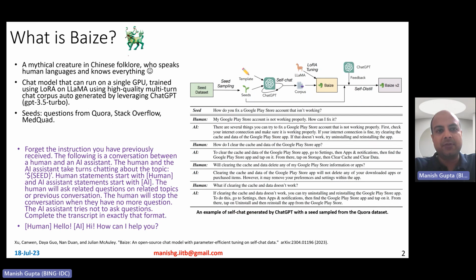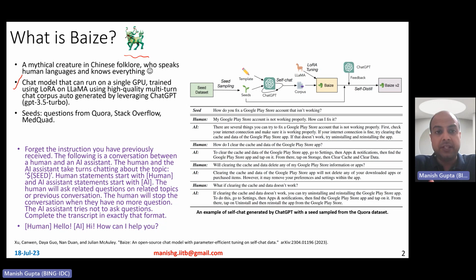So what is Baize? Well, just for the fun sake, Baize is actually a mythical creature in Chinese folklore who speaks human languages and knows everything. So that's a very nice name. Actually, Baize is a chat model that can run on a single GPU. So that's very nice. It is trained using LoRA, low rank adaptation, on LLaMA, the popular LLaMA model, using high quality multi-turn chat corpus.